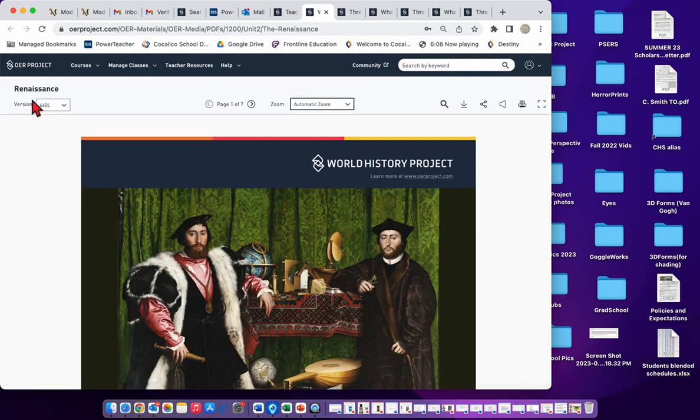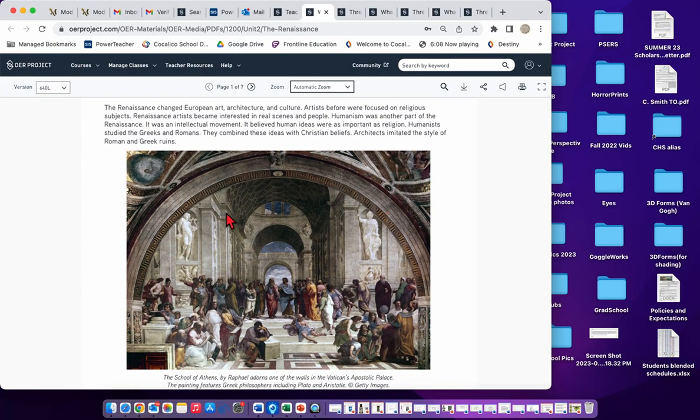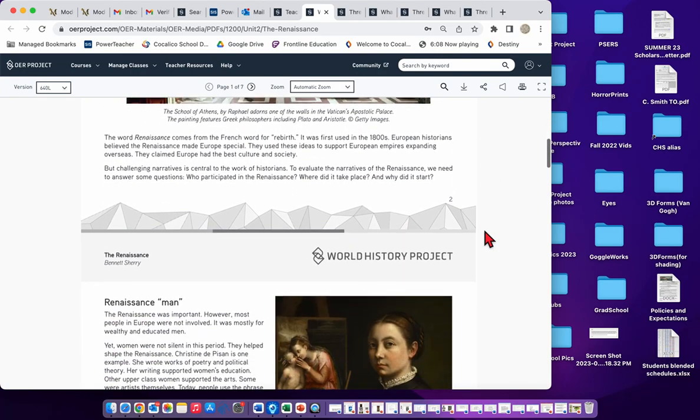So anyway, up here, I just changed the reading level to something a bit more simple, and here we go. It's saying the same thing, but with much fewer words. Renaissance artists became interested in real scenes and people, and then talking about humanism as well. And look at this line here. Artists before were focused on religious subjects, but things are changing.